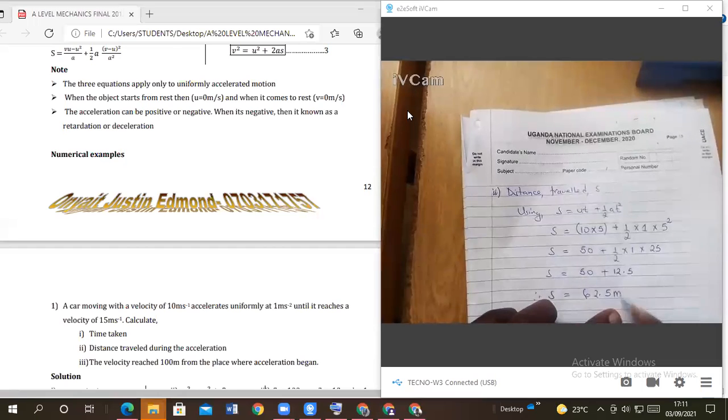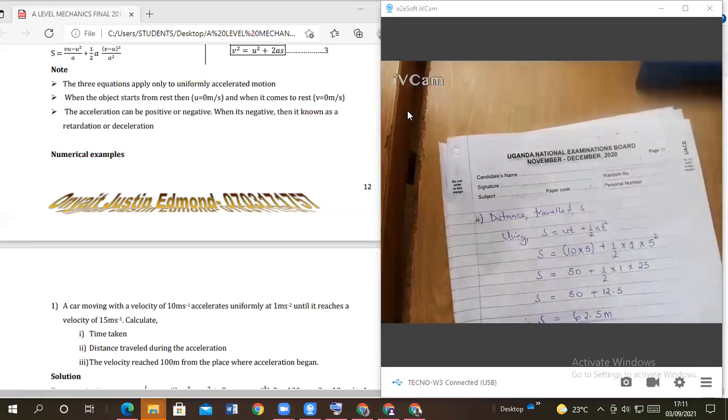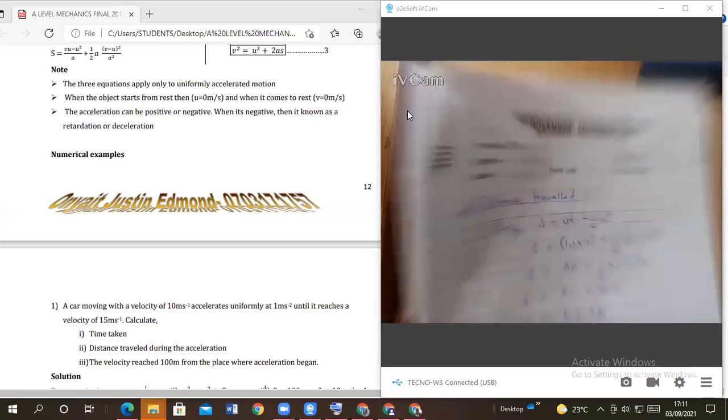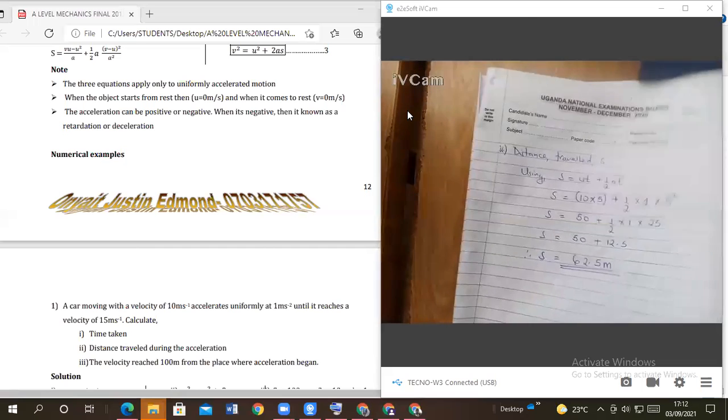62.5. After that, put the unit. Underline it. A good student will underline, because this one you are doing calculations. You are not explaining. You are calculating. So the final answer must be underlined.